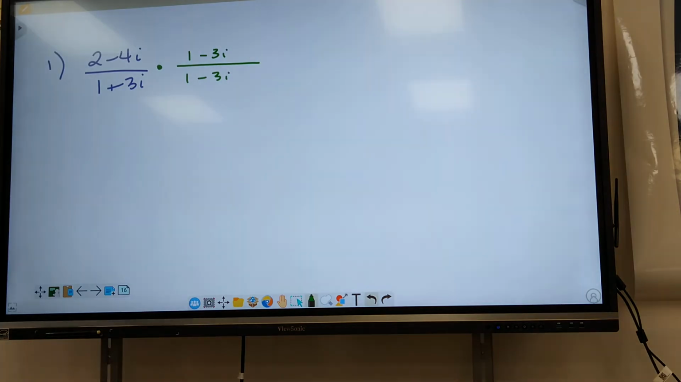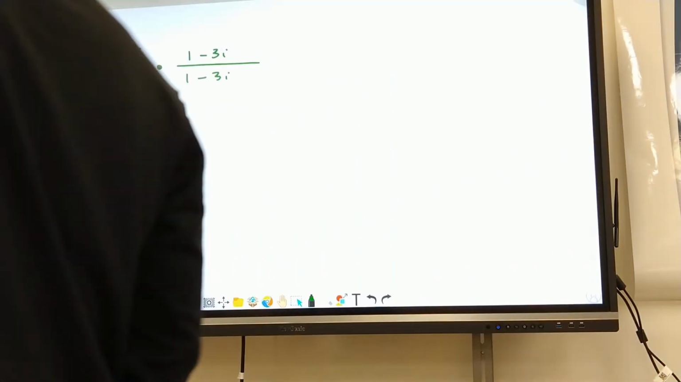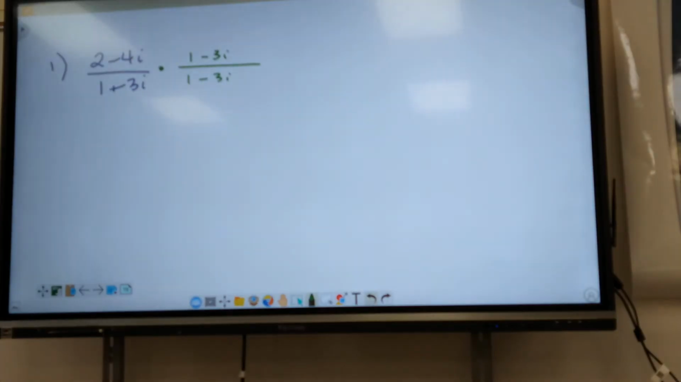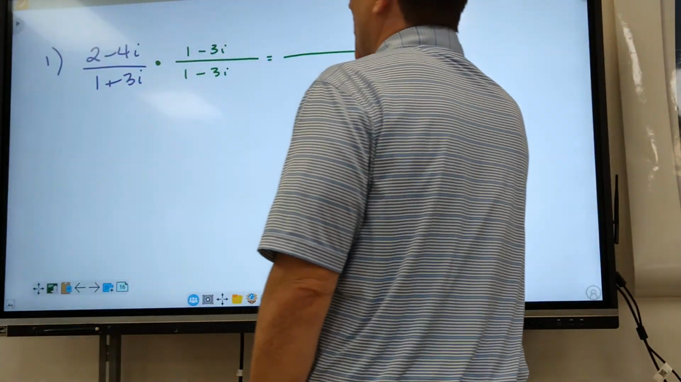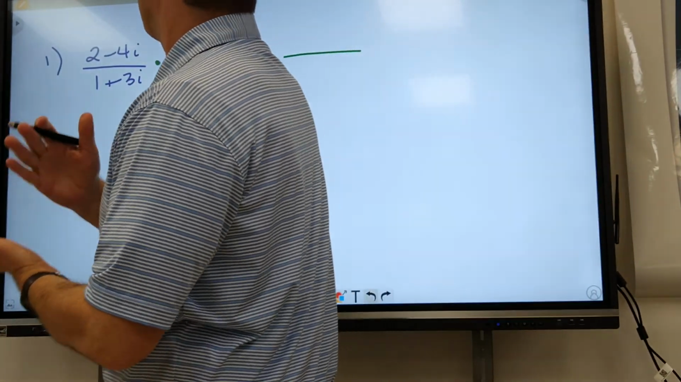If I say multiply by the opposite, what that is called is the conjugate. So if I say the opposite or the conjugate, it just means flip the sign in front of the i. All right, so we've got to multiply out the top and the bottom, and it should take the i off the bottom after we're done.